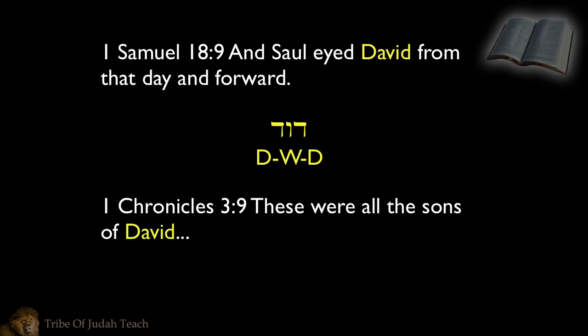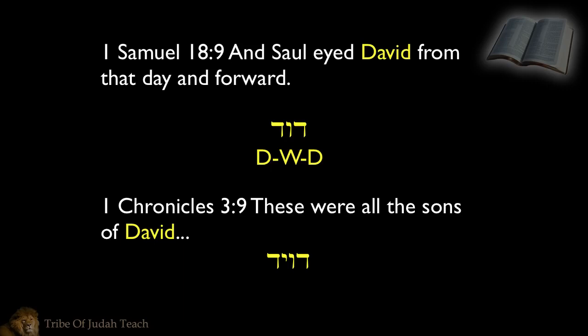It says, "These were all the sons of David." That's all we need for this point. Let's look at this verse in Hebrew without the vowel points. Now here we have the name David again, but notice it looks different. There's an extra letter added to his name. So let's isolate the name David in this verse.